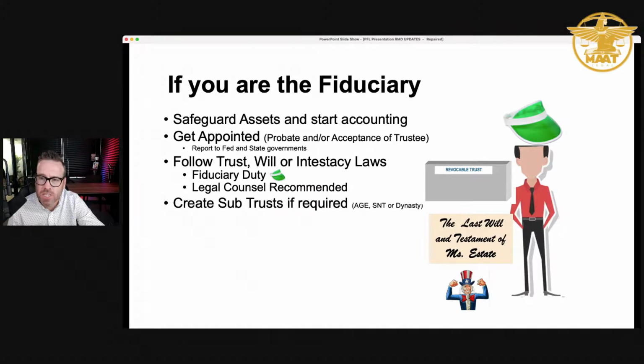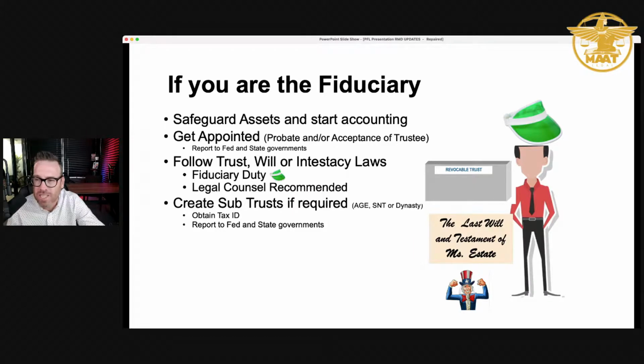And then a dynasty trust is a way to protect the inheritance that the children receive, so it's not subject to estate taxes in the future. And it's also protected from any potential creditors, like a divorcing spouse or a lawsuit from a car accident or anything like that. All right, subtrusts, same thing.